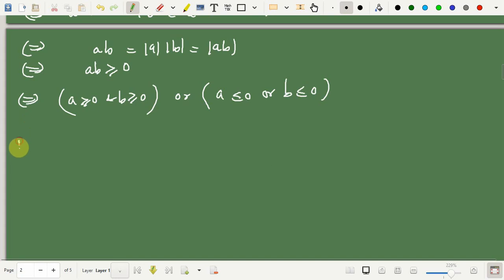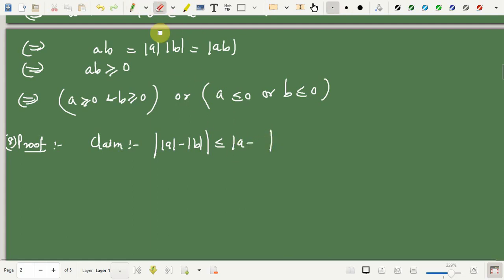So, next is the 8th one, the proof of the 8th one. The claim in this case is mod of A minus mod of B is less than or equal to mod of A minus B. Okay. So, I just write this properly. This is the result that we need to show. Now, to show this, you can see that this is of the form mod of x less than or equal to epsilon. Anyway, we have proved the equivalent result for strict inequality. We can use it for the equality also.